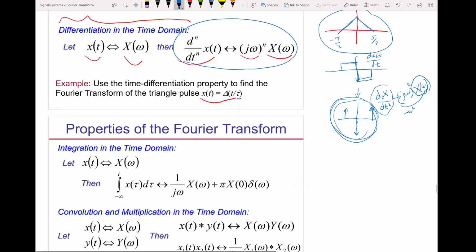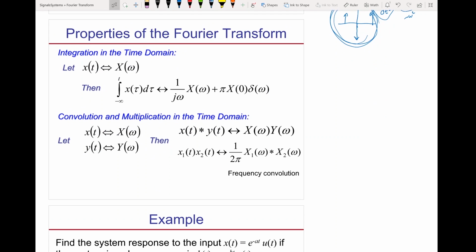Let's look at the next property, which is integration in the time domain. Same thing in the Laplace domain. When you have x of t and its transform X of s, and you integrate, it's equivalent to X of s divided by s, plus some initial conditions. This is 1 over s. In the frequency domain it's just j omega, because sigma is 0.